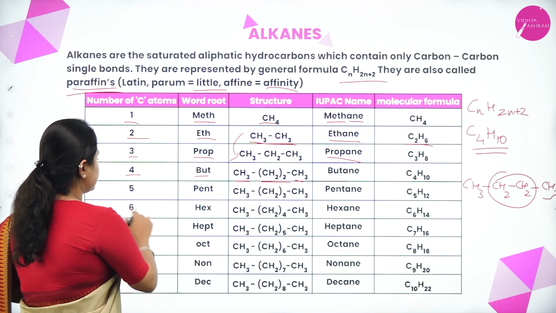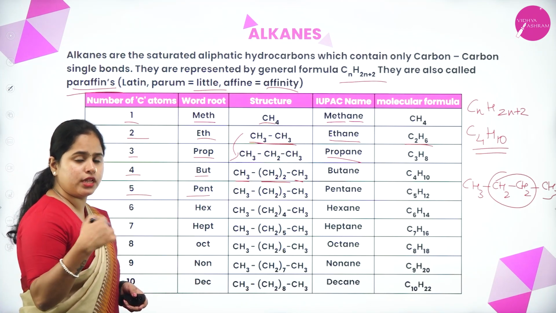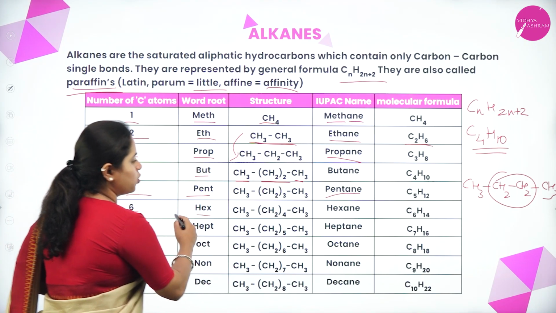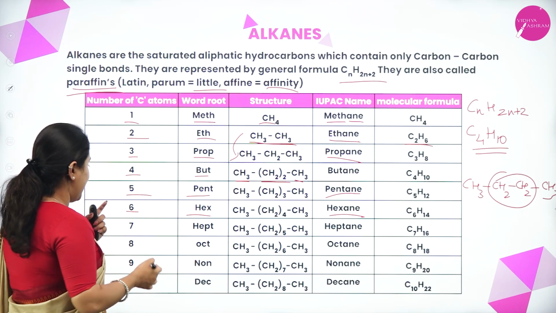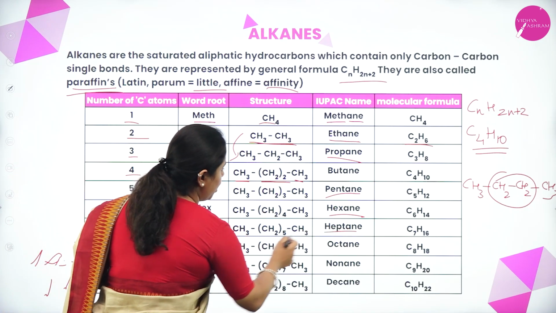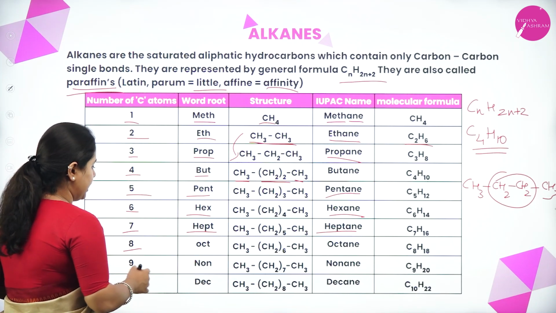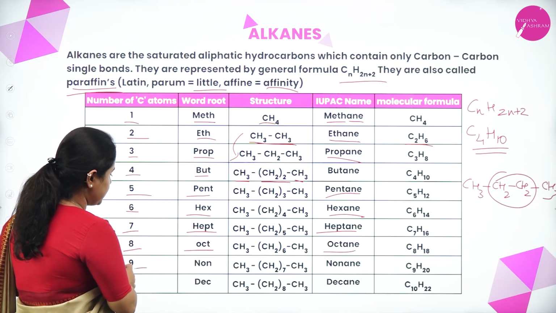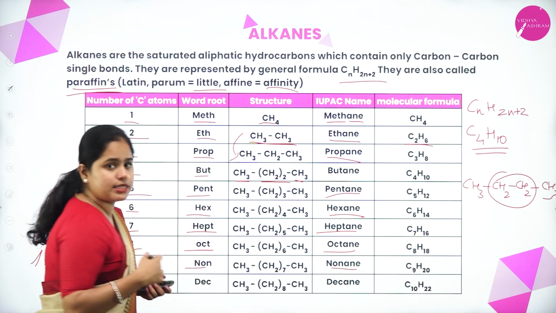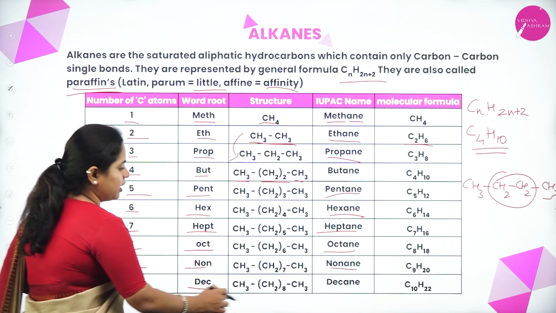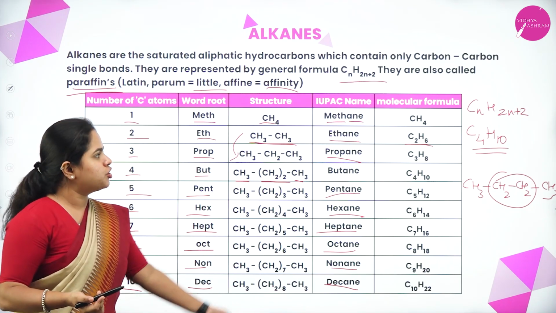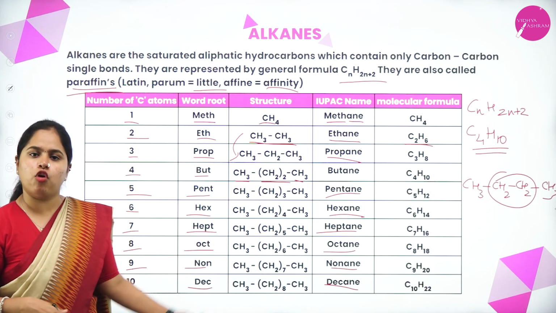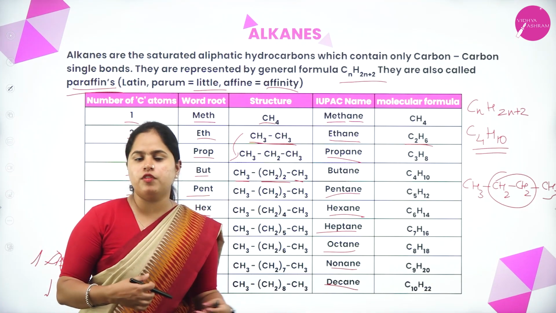Okay. Next is 5 carbon atoms, the root word is pent. So the name of the alkane will be pent plus ane, pentane, right? For 6 it is hex, so the name will be hexane. For 7 it is hept, so the name will be heptane. The next one is 8, so the root word is oct, so the name will be octane. For 9 it is non, and the IUPAC name will be nonane. 10 is dec, and the IUPAC name will be decane. You can see the molecular formula also here. Just by substituting in the general formula, you can get the molecular formula of the various alkanes.